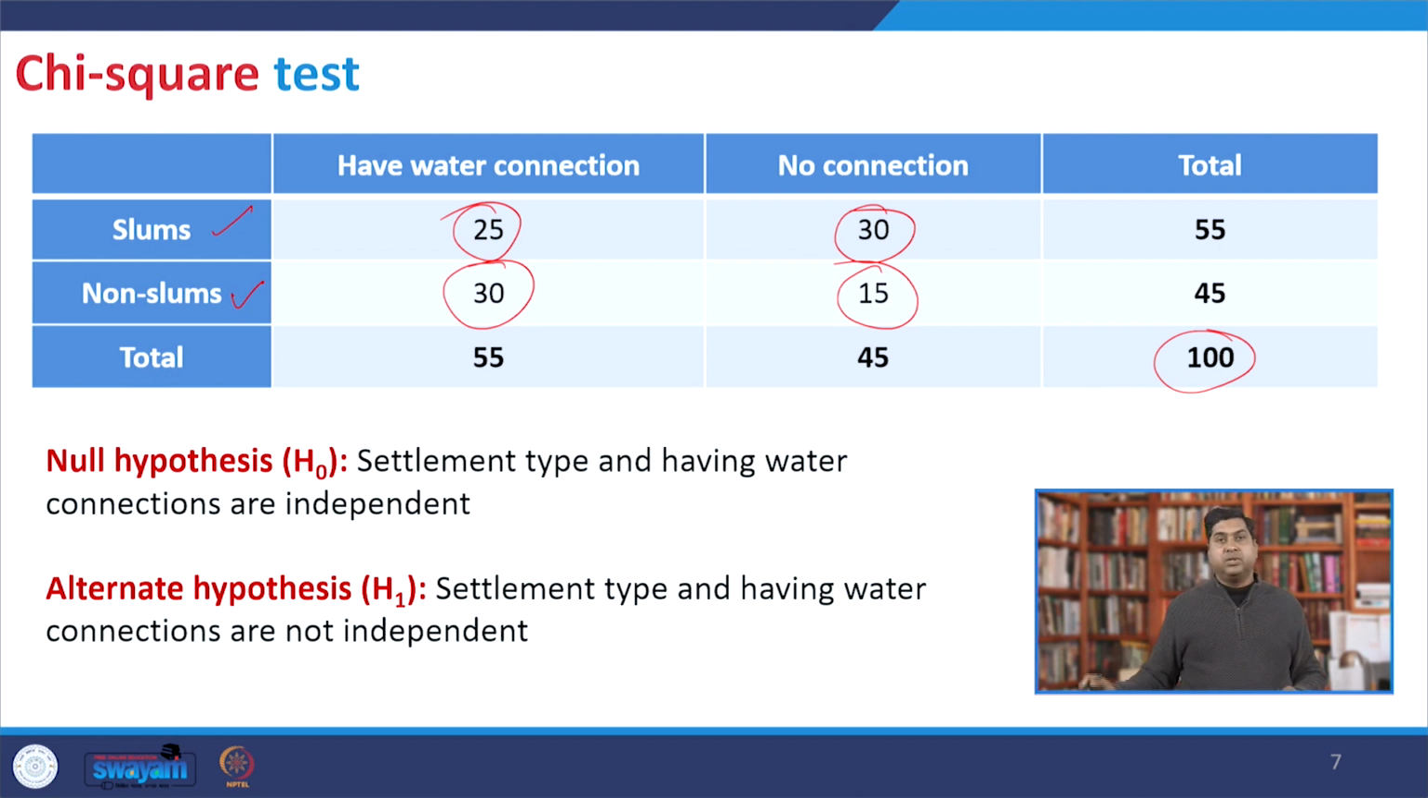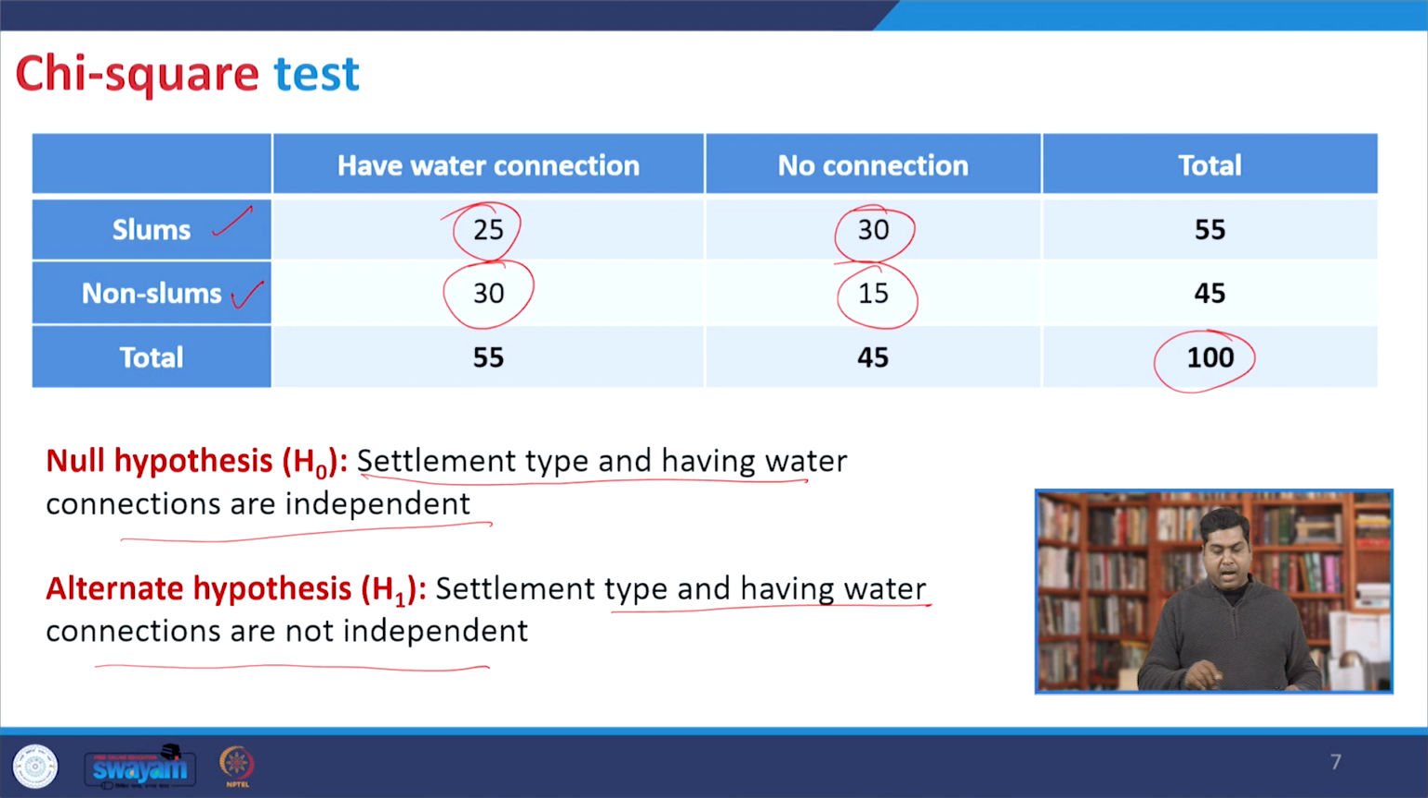So the null hypothesis in this case: we consider that the settlement type, which is slum or non-slum in this particular case, and having a water connection are independent. That is, to state that there is no such relationship; it will not depend on the slum or non-slum to have a water connection or no connection. Alternate hypothesis: settlement type and having water connection are not independent. So that means it is basically dependent.